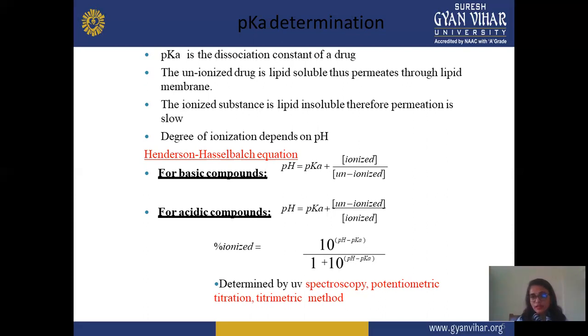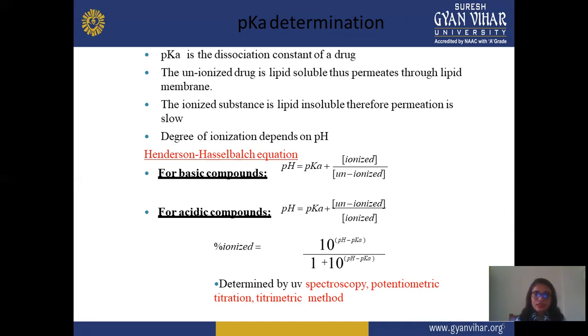pH is also important, and you calculate it according to the type of compound, whether it is a basic compound or an acidic compound. Both have a different equation. For both you use the Henderson-Hasselbalch equation. For a basic compound, the formula is pH equals pKa plus log ionized divided by unionized. For an acidic compound, it is just the opposite: pH equals pKa plus log unionized divided by ionized.